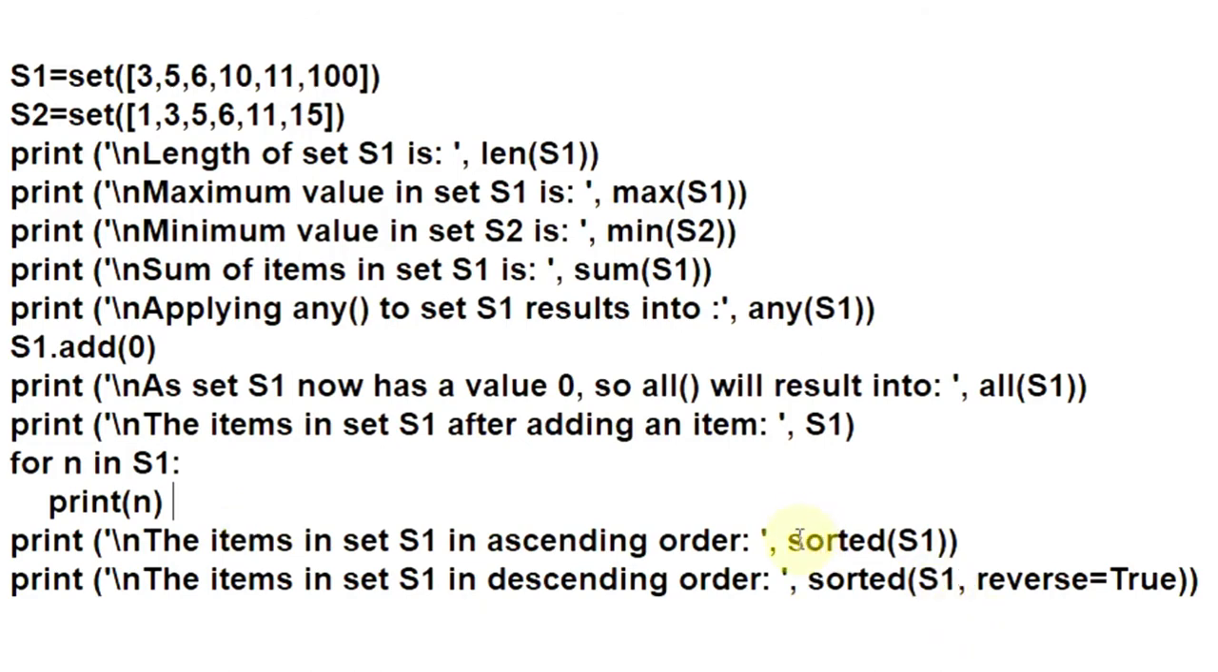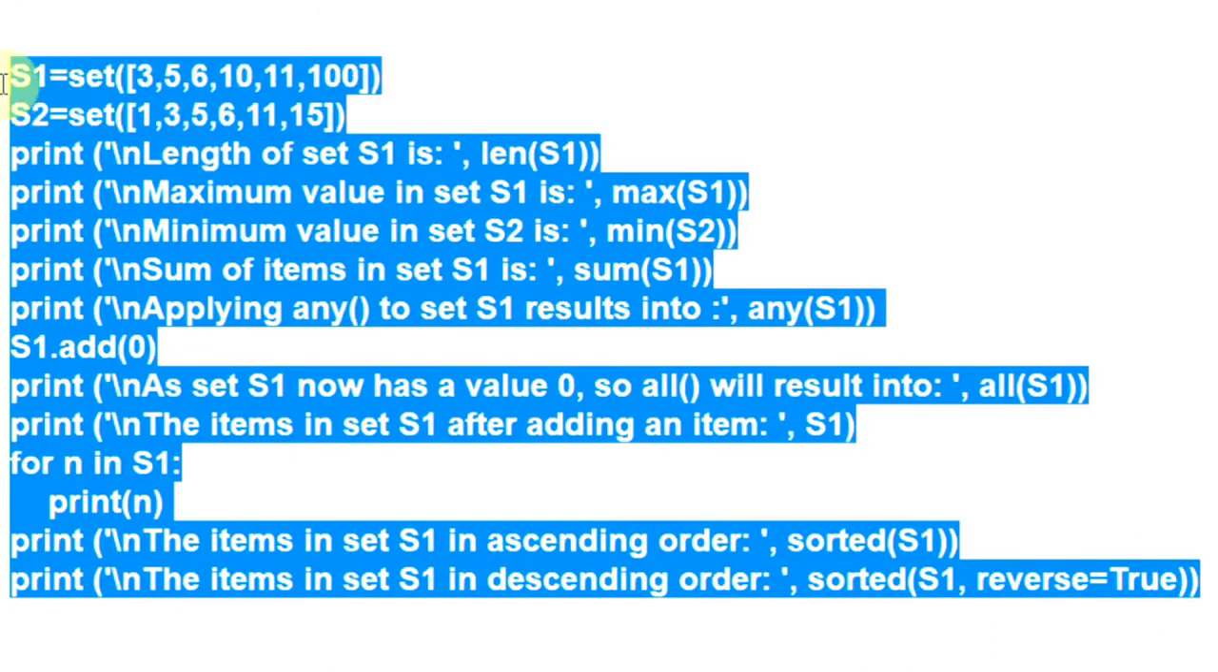What will happen with the sorted method? See, the sorted method will sort all the elements of the set and will display them in ascending order. What if I want all the elements of the set sorted in descending order? There is an attribute called reverse, which is by default false. It was false in this sorted method, so you got all the elements sorted in ascending order by default. But if you write reverse equal to true, if you add this attribute to the sorted method, you get all the elements of S1 sorted in descending order.